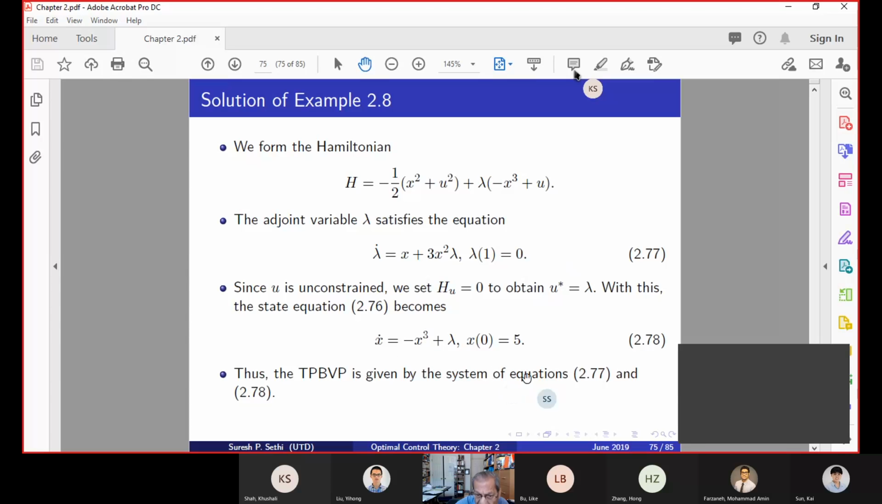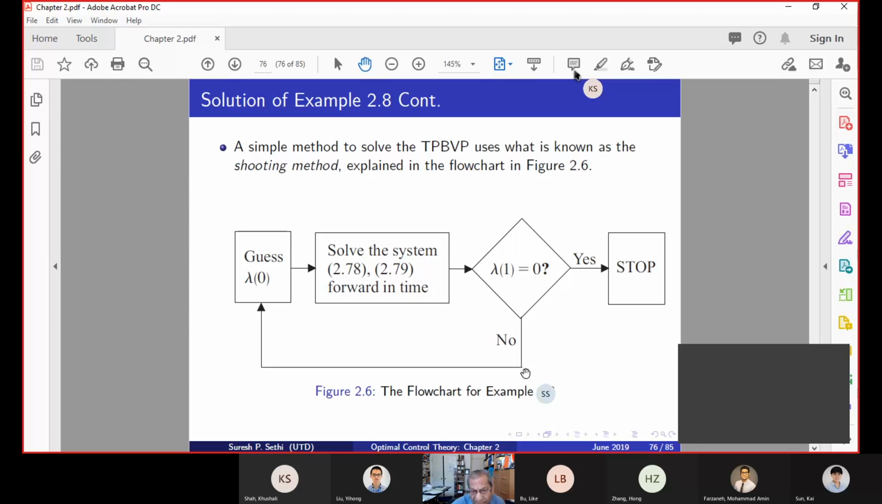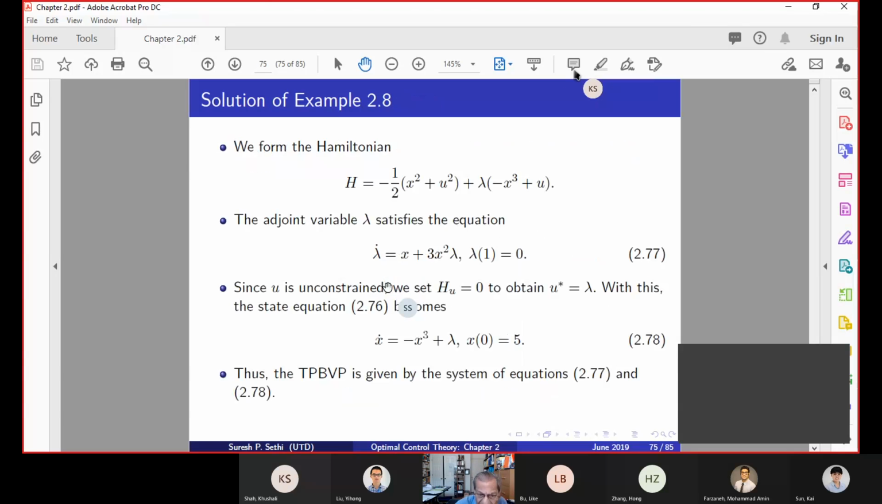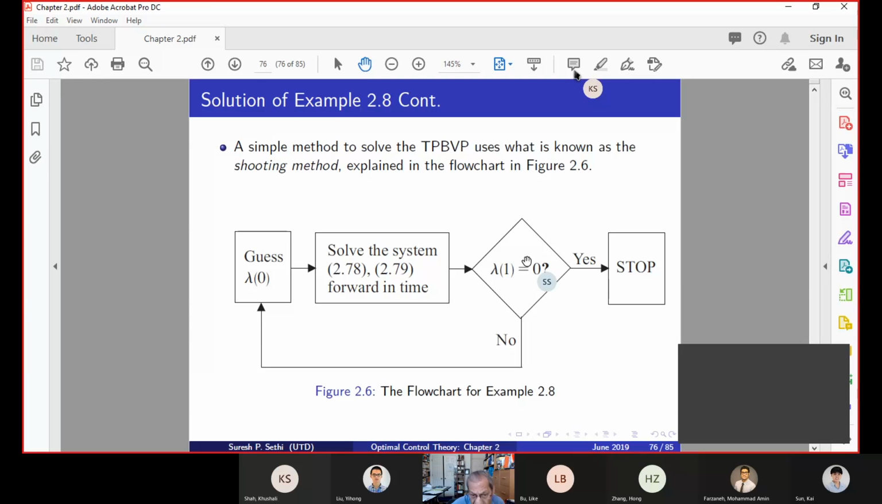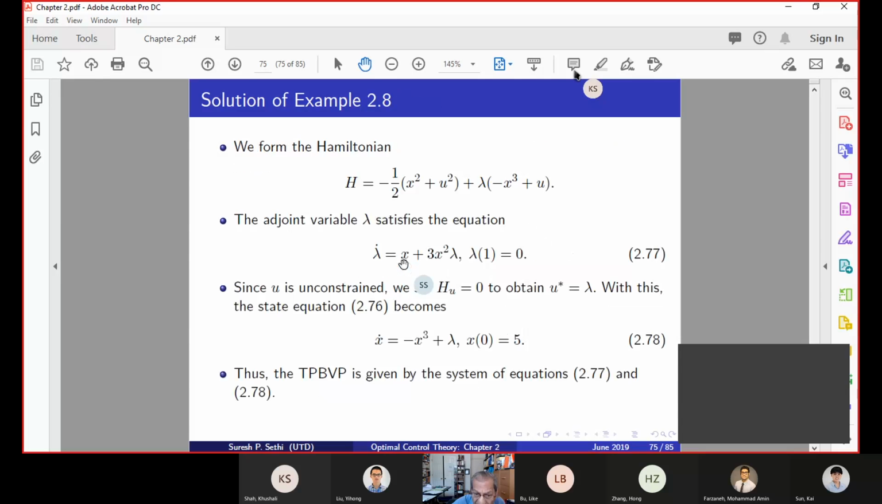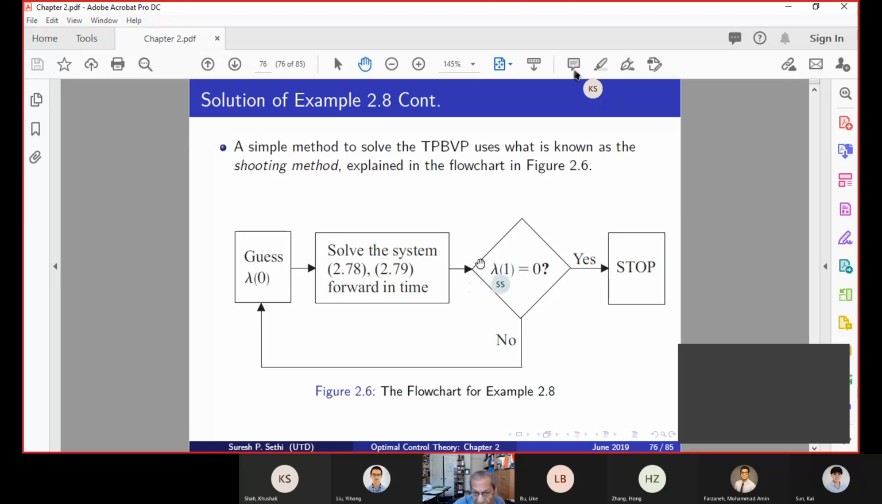This is a system of equations I solve like this. I guess the value of lambda 0. When I guess the value of lambda 0, I can solve these in a forward setting. With x0 and lambda 0, I can solve these two equations by the theory of differential equations. I solve the system forward in time. When I solve the system, I will find what the value of lambda 1 is in that system. So I ask, is lambda 1 zero or not?